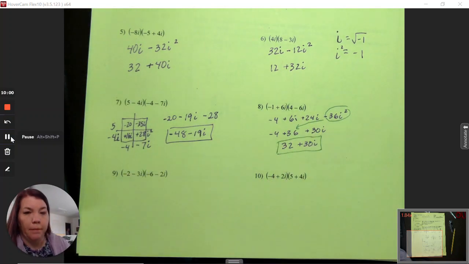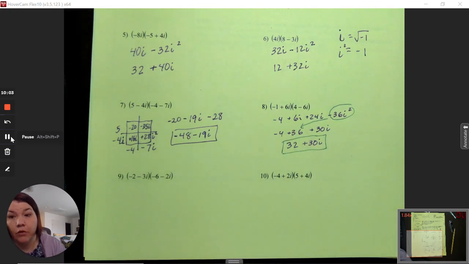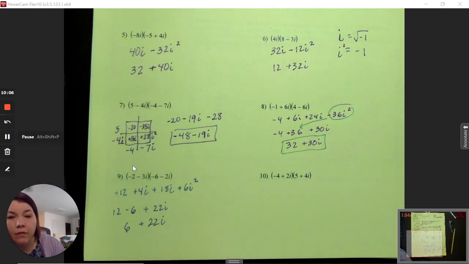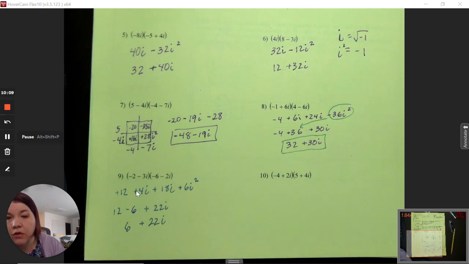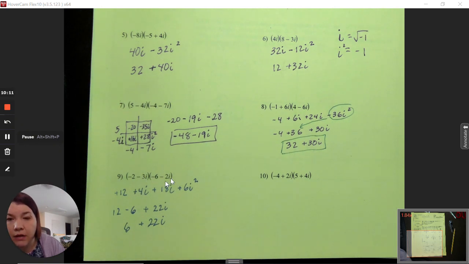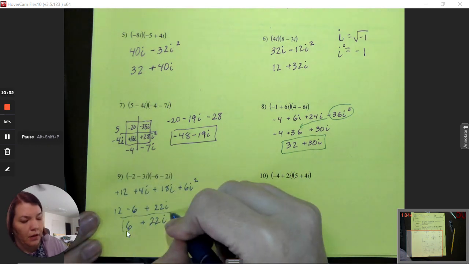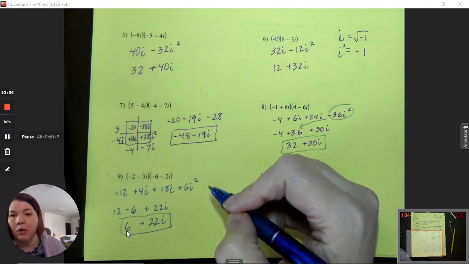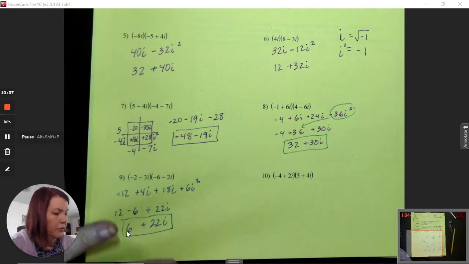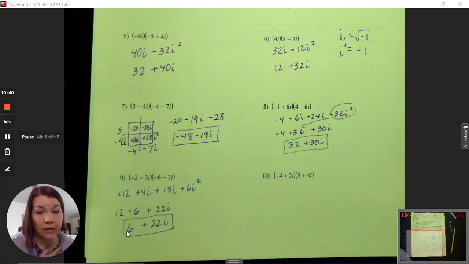Okay, 2 more. Ready? Go. So I have negative 2 times negative 6, which is positive 12, negative 2 times negative 2i, which is positive 4i, negative 6i times negative 3i times negative 6 is 18i, and negative 3i times negative 2i is positive 6i squared. So 12 stays the same, 4i and 18i make 22i, and this becomes negative 6, so 12 minus 6 is 6. Again, remembering to do that is probably the hardest part, because it's the part that's new. The rest of this is just, hey, I'm multiplying, which I know how to do.